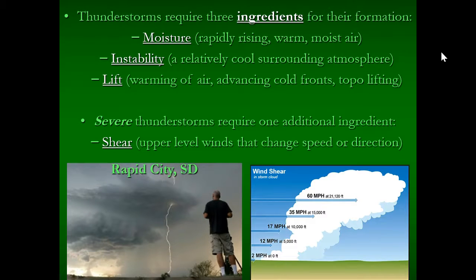Thunderstorms require three ingredients, and that would be moisture, which is, of course, the rapidly rising moist air. That air comes for us from the Gulf of Mexico. That's the air mass that comes, that maritime tropical air mass from the Gulf of Mexico. We have instability, which is a relatively cool surrounding upper atmosphere. So as the warm, moist air cools and condenses, it remains warmer than that surrounding atmosphere. So the rising ability. And then you got to get that warm, moist air rising upward.